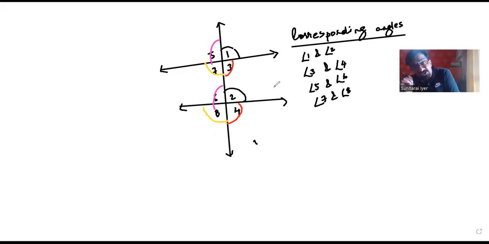When a transversal intersects two coplanar lines, 2 pairs of alternate angles are formed. But when a transversal intersects two coplanar lines, 4 pairs of corresponding angles are formed. Are you getting me, children?